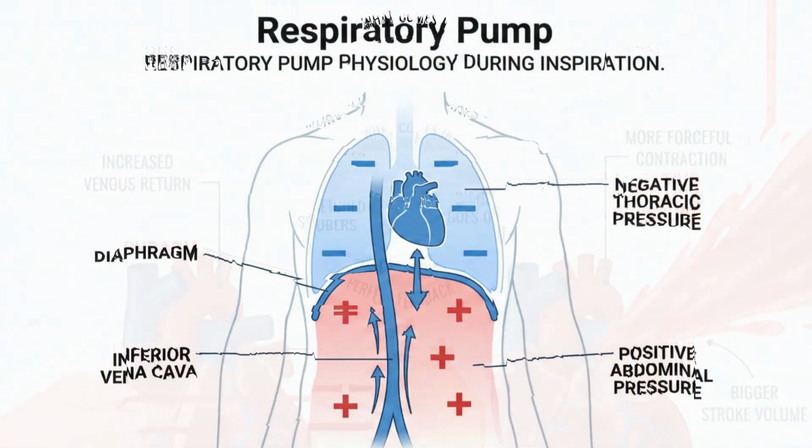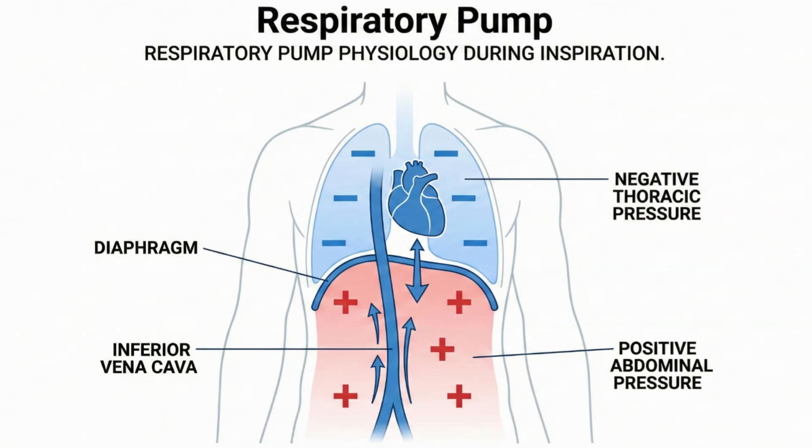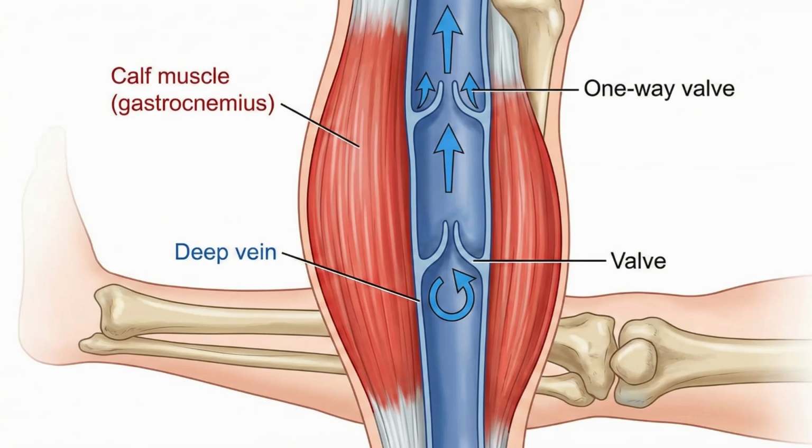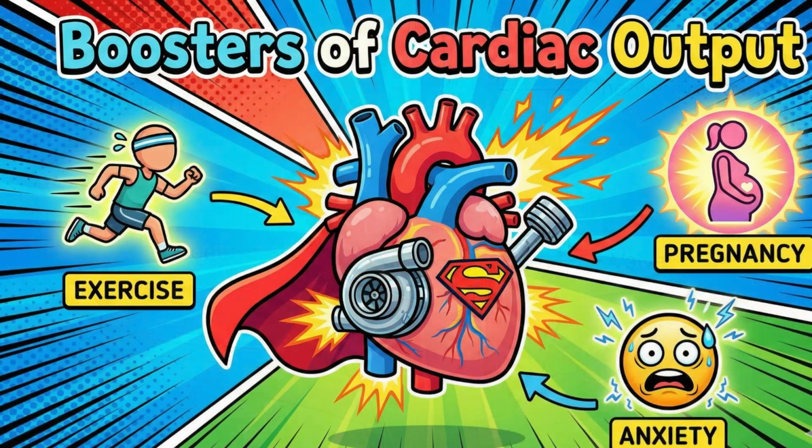The two big players are the respiratory pump. Every time you breathe, pressure changes help suck blood toward your chest, and the skeletal muscle pump. When you walk, your leg muscles squeeze your veins and push that blood right back up. These are absolutely critical for keeping this system flowing. So here's the key takeaway for any future clinician. Cardiac output isn't some fixed number. It's always changing, always adapting, and understanding why it changes is a massive clue for diagnosis.